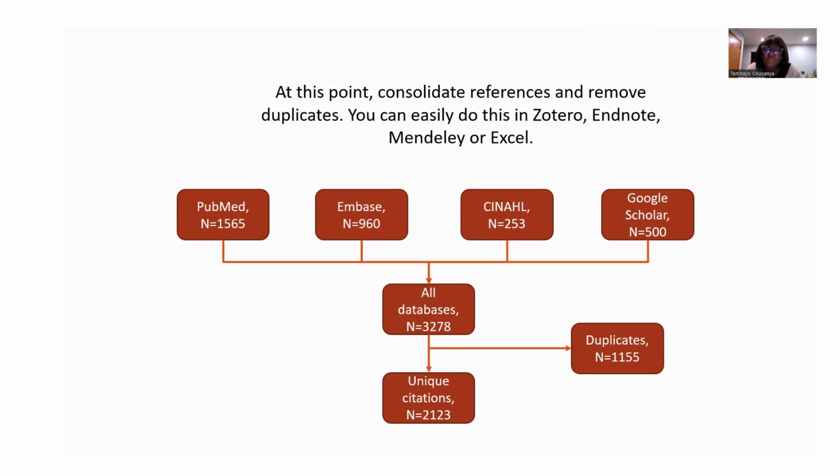So now you have unique citations. Unique citations means that these are papers that are standing alone, meaning that there were no duplicates after you went through them.